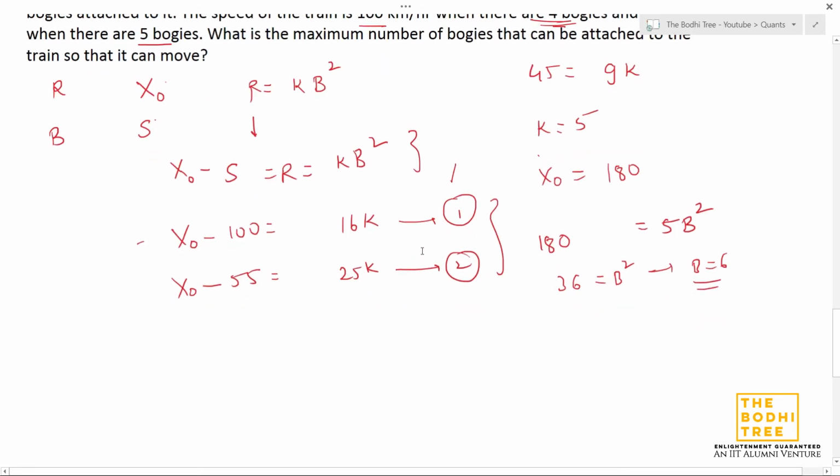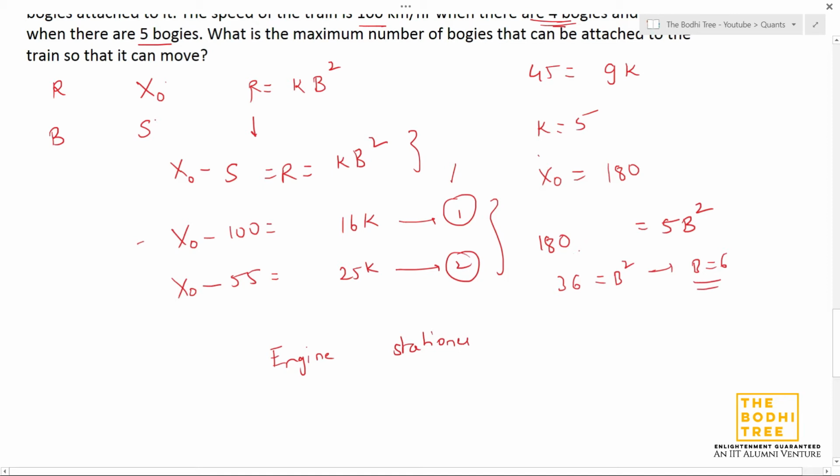If I am attaching 6 bogies to that engine, we can say that the engine is stationary, right? Engine is stationary. And like I said, we assume that the speed of the engine is 0, right? That's why I got rid of this s and I equated this to 0, I got bogie as 6. So I can say that when we have 6 bogies, the engine is not going to move. It's not going to be able to pull 6 bogies.